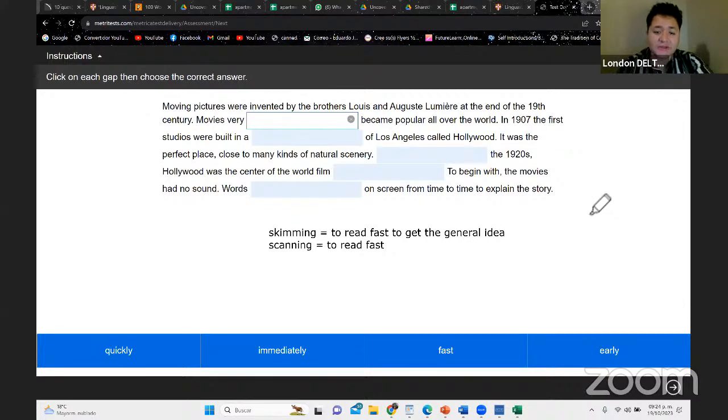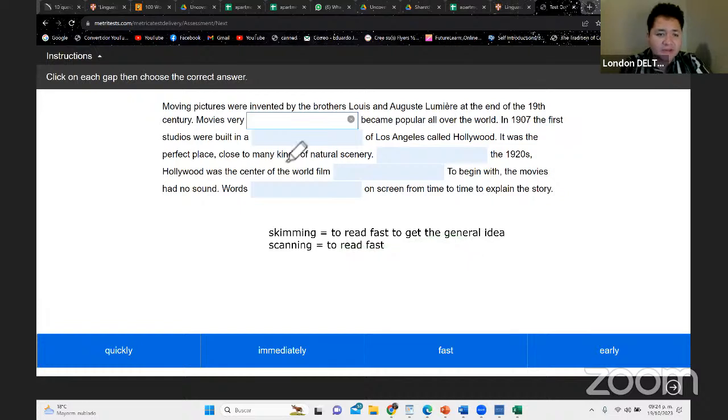A common mistake is that students just go straight to answering, like they start reading and they want to answer. No, don't do that. The correct technique is that you take a few seconds to read the whole paragraph. I mean, you don't need to read the whole paragraph because skimming is to read fast. So just try to see the text. We could say it's like an overlook, like a general idea. So you try to get the general idea.